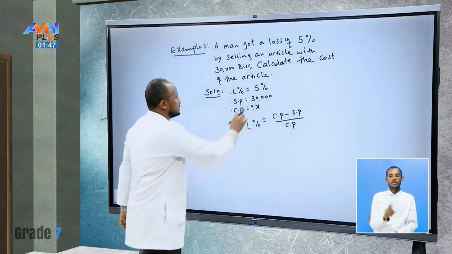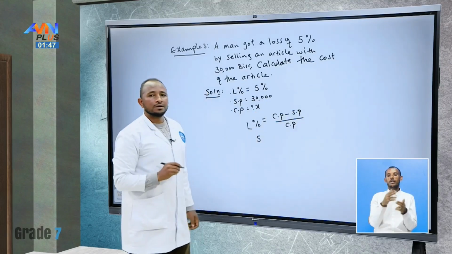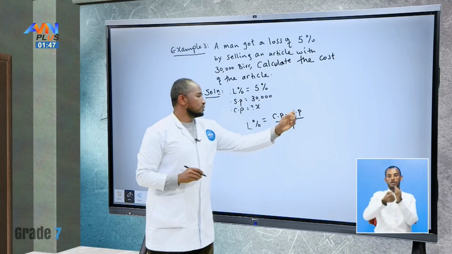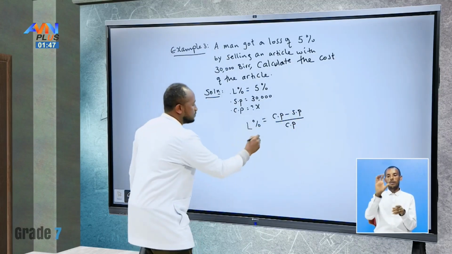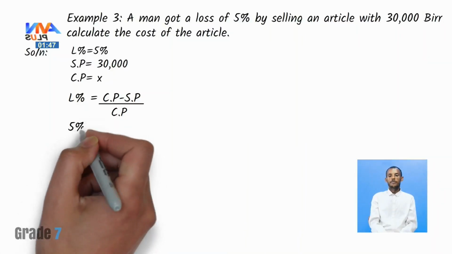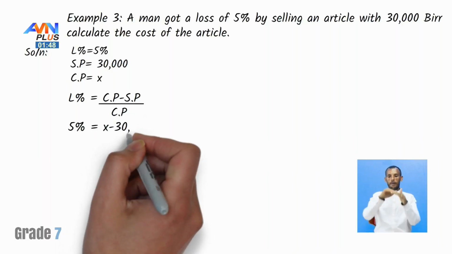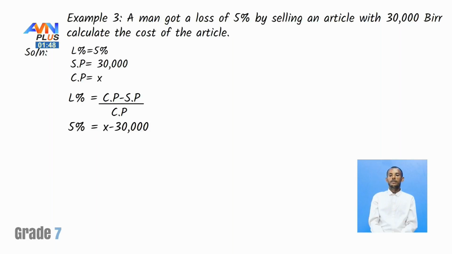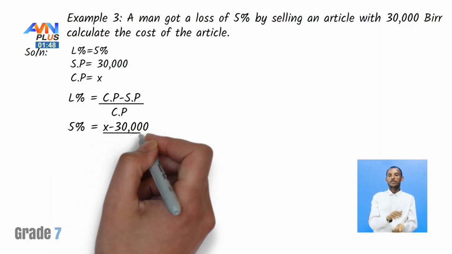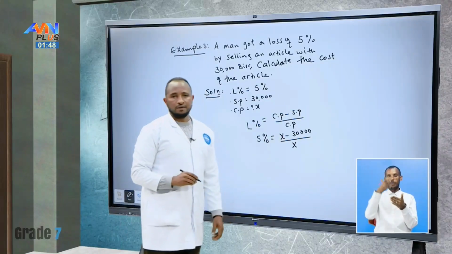So, loss percent is 5% is given here. No need of multiplying by 100% here, because we are not changing this one into percent. Since the loss percent is given, don't use 100% here. So 5% is equal to the cost price we assume to be x minus the selling price, which is 30,000, divided by the cost price we assume to be x. So we try to find this variable.